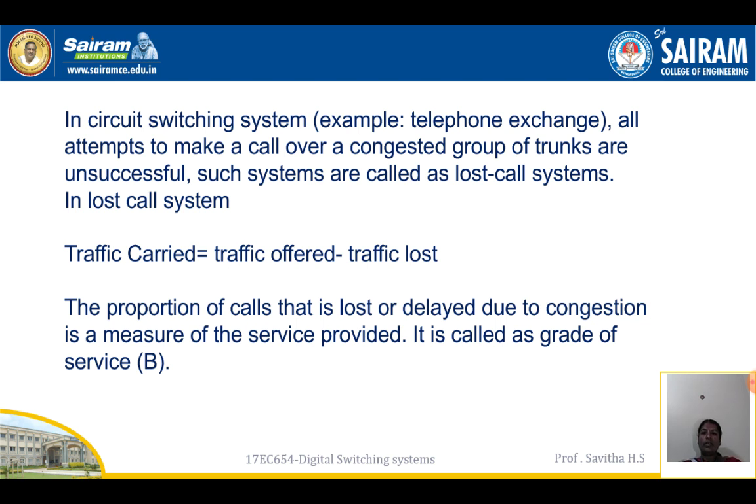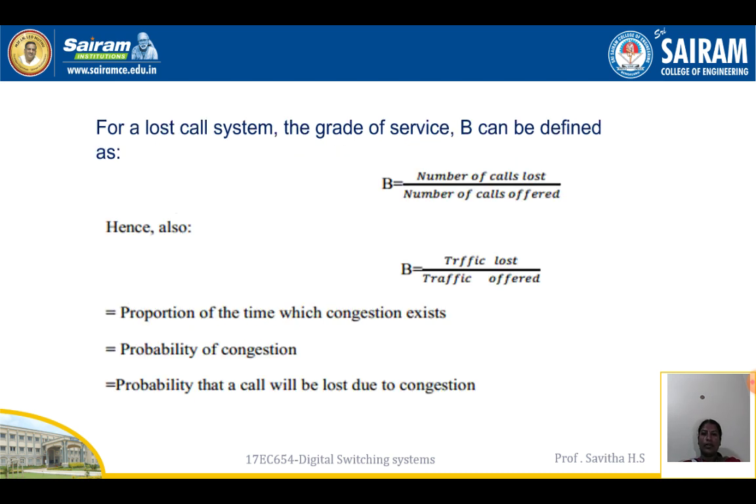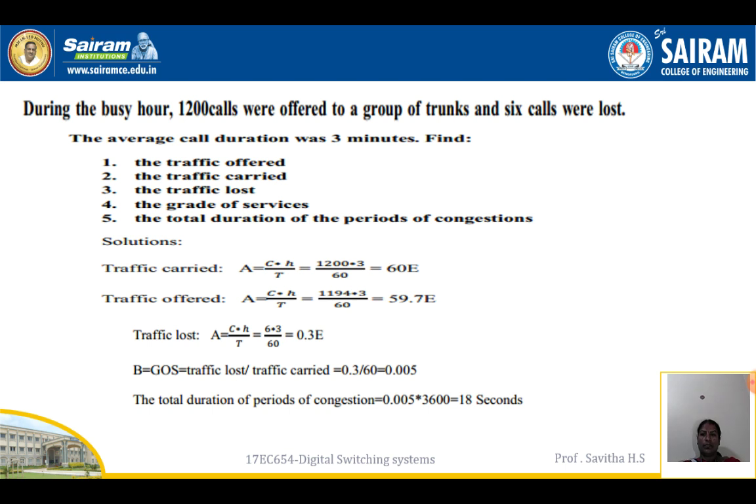In a lost call system, traffic carried equals traffic offered minus traffic lost. The proportion of calls that is lost or delayed due to congestion is a measure of the service provided. It is called grade of service. For a lost call system, the grade of service B can be defined as B equals number of calls lost divided by number of calls offered. Hence, also B equals traffic lost divided by traffic offered. It is the proportion of the time during which congestion exists, or the probability that a call will be lost due to congestion.